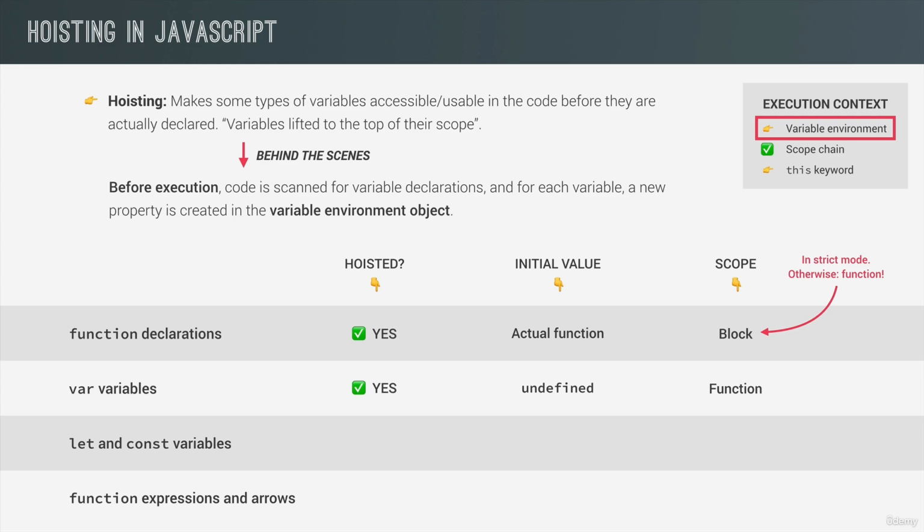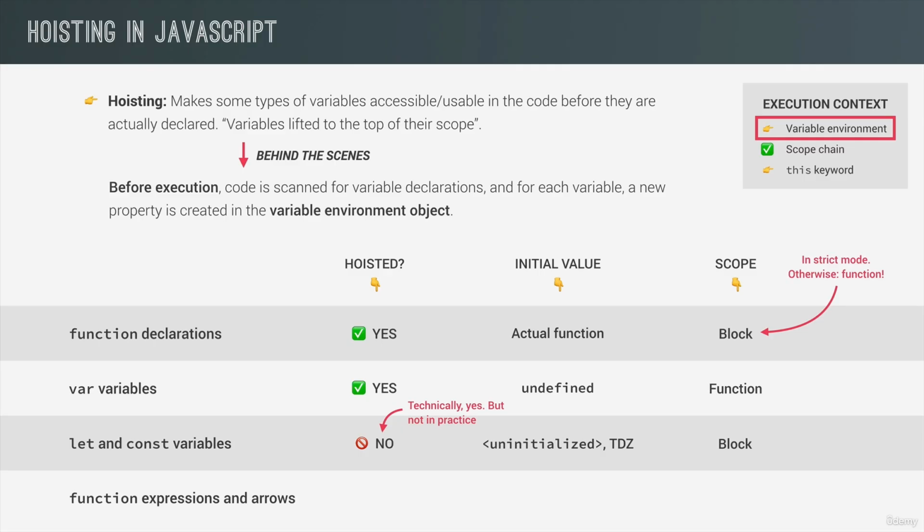Now, on the other hand, let and const variables are not hoisted. I mean, technically they are actually hoisted, but their value is basically set to uninitialized. So there is no value to work with at all. And so in practice, it is as if hoisting was not happening at all.